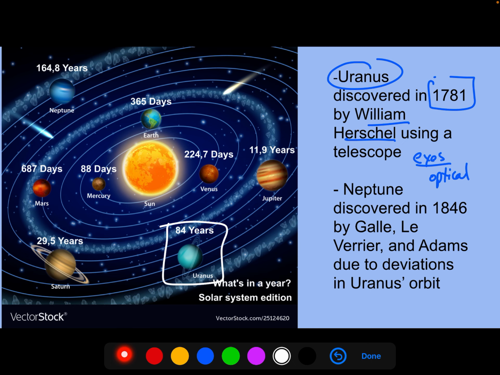Some other notes here: Neptune was found actually mathematically because there were some deviations in Uranus's orbit. So we didn't even see Neptune with a telescope. They just found it kind of on accident. This guy said, look at that, the orbit is not right. Something else must be there.